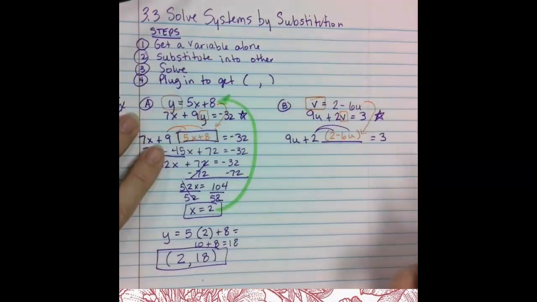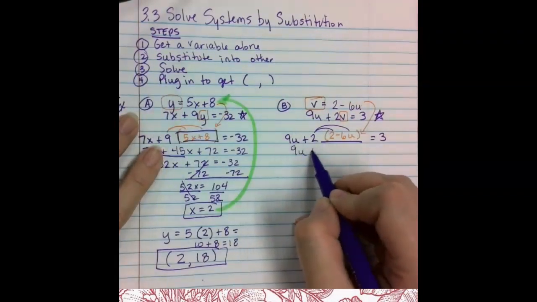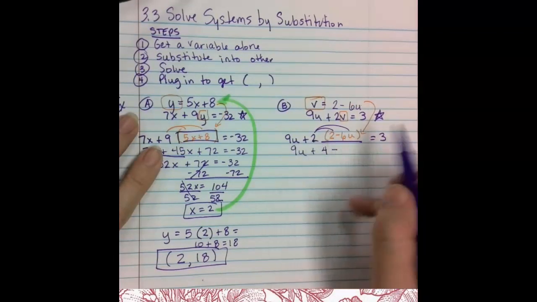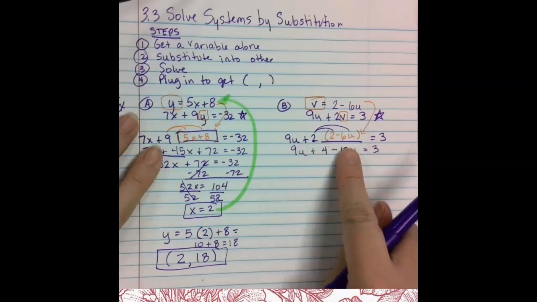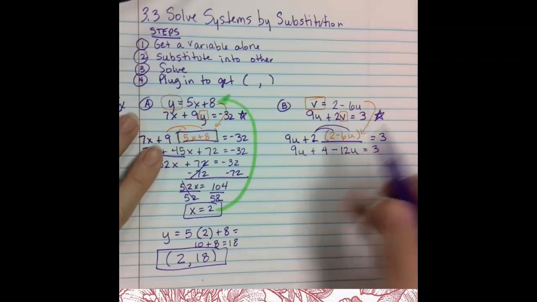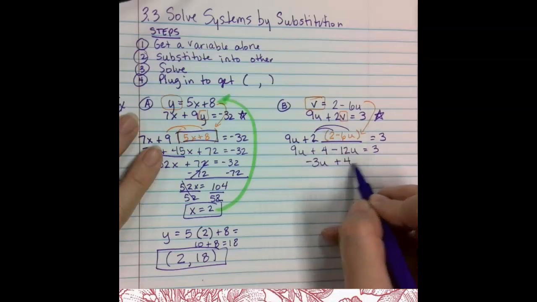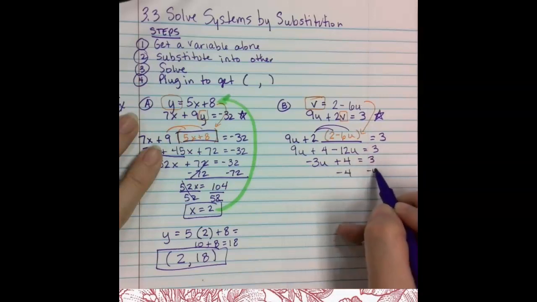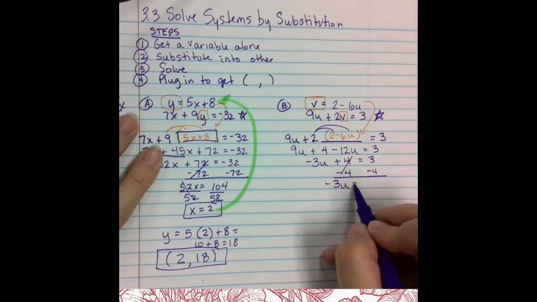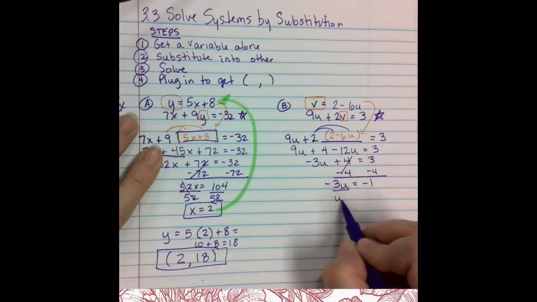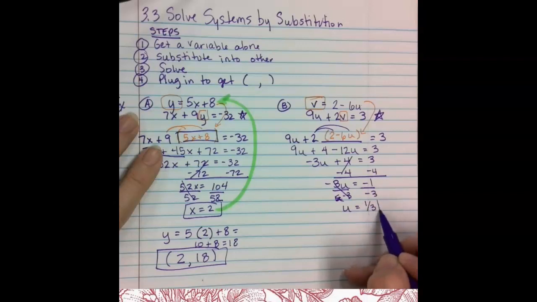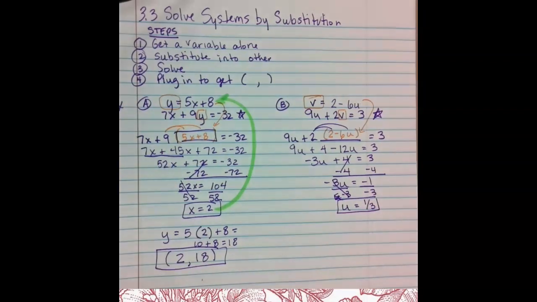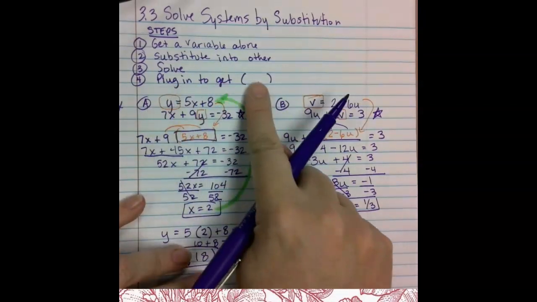We're now on the solve step. I'm going to distribute: 9u plus 4 minus 2 times 6 is 12u equals 3. I'm going to combine my like terms, which are the u's. 9u minus 12u is negative 3u, plus 4 equals 3. Minus 4 on both sides: negative 3u equals negative 1. Divide by negative 3. This cancels, and I get u equals negative 1 over negative 3, which is 1/3. It's okay to get a fraction. That's not a problem.